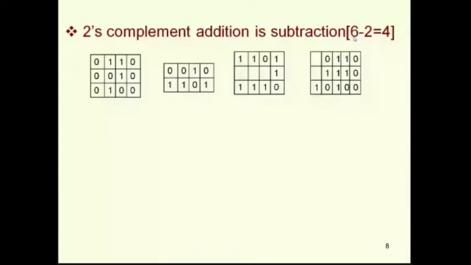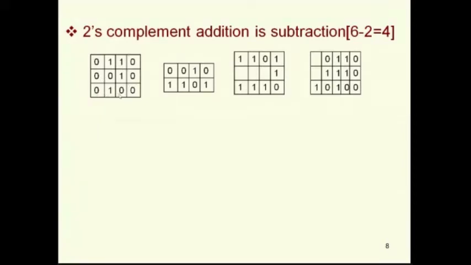I am just refreshing all the digital electronics that you have learned. The binary equivalent of 6 is 0, 1, 1, 0. Look at the screen, look at the cursor. The binary input for the 6 is 0, 1, 1, 0, and the binary input for the 2 is 0, 0, 1, 0. And the answer is 4. 6 minus 2 is 4, 0, 1, 0, 0, which is 4.